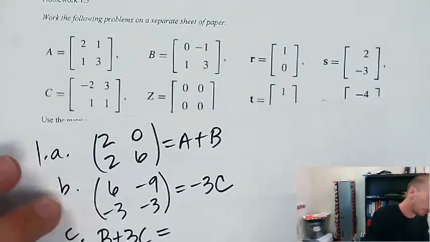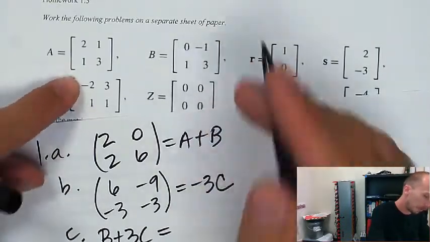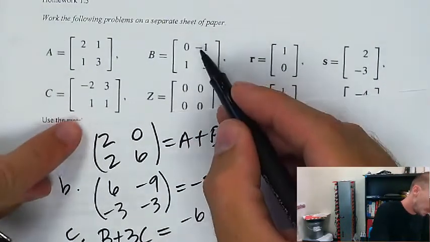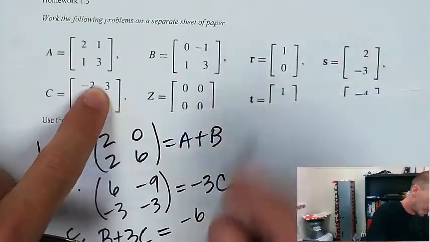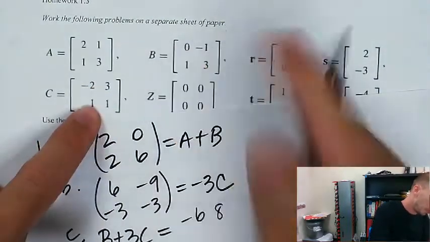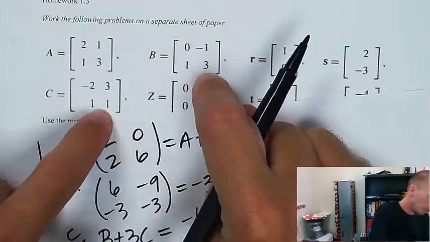Okay, so I'm just going to go entry by entry. B plus 3C is going to be negative 6. B plus 3C is going to be 8.